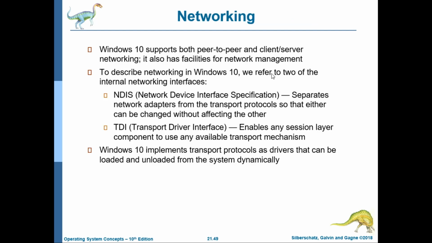Next, Windows 10, of course, has networking capabilities. Windows 10 supports both peer-to-peer (P2P) and client-server networking. It also has facilities for network management. To describe networking in Windows 10, we refer to two of the internal networking interfaces: NDIS and TDI. NDIS stands for Network Device Interface Specification. It separates network adapters from the transport protocol so that either can be changed without affecting the other. Another one is the TDI, or the Transport Driver Interface. It enables any session layer component to use any available transport mechanism. Windows 10 implements transport protocols as drivers that can be loaded and unloaded from the system dynamically.